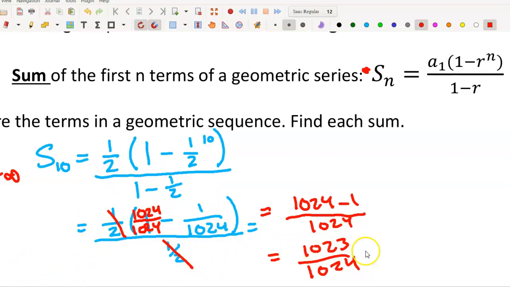Sometimes it converges to a number like this. It gets just close to 1. Sometimes it gets close to 0. Sometimes it gets infinitely big or infinitely small. So, pretty cool stuff. All right, so that's it.